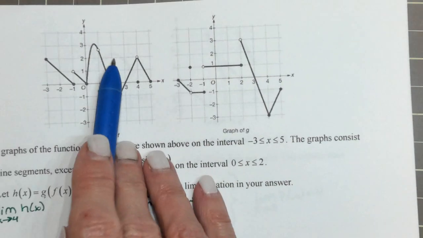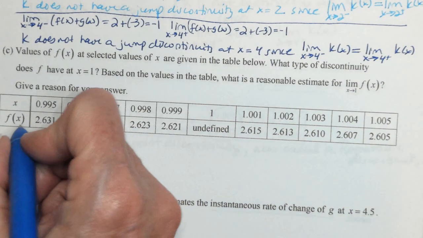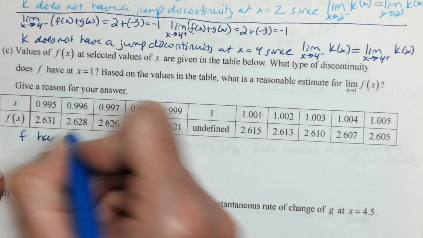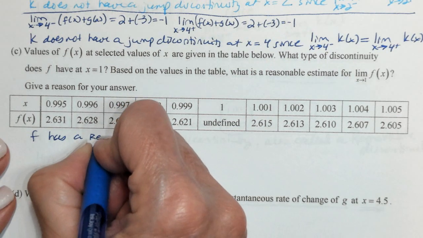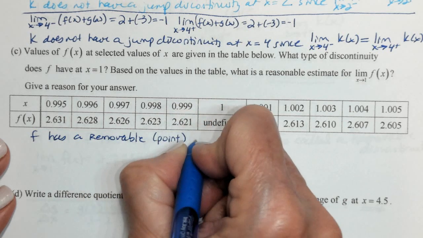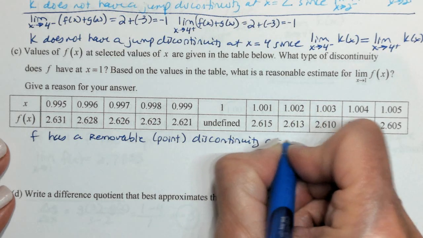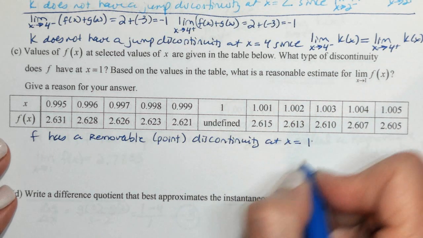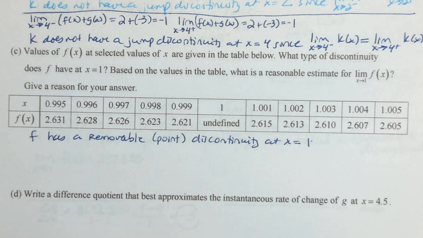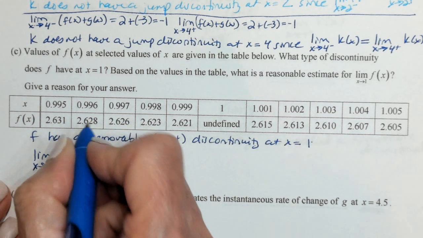So at x equals 1, we have a hole, right? We have a hole, which means that we have a removable. So f has a removable or point discontinuity at x equal to 1. Based on the values on the table, what is a reasonable estimate for the limit as x approaches 1 of f of x? A reasonable estimate.